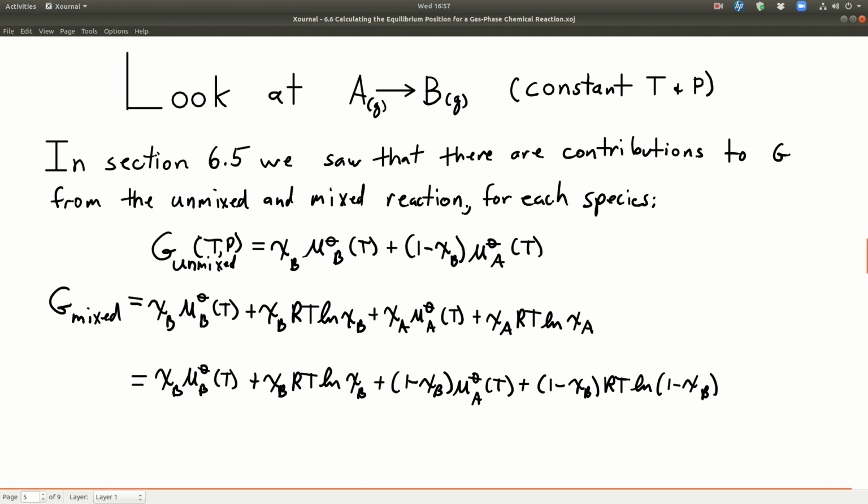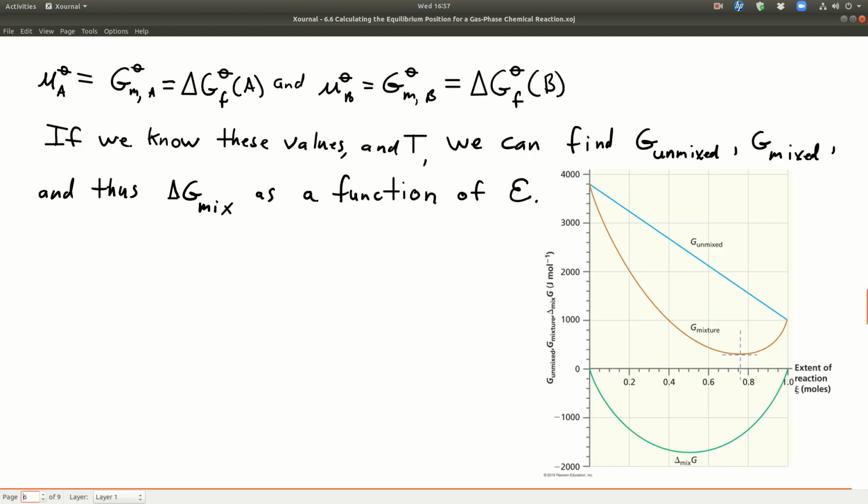We had the RT ln and mole fraction terms thrown in. Same thing, mole fraction of A we write as 1 minus the mole fraction of B. So thinking about that, if we know the chemical potentials and the temperature, then we can use that equation to find the G of the mixed, G of the unmixed, and that means delta G of the mixture, which is a function of the extent of reaction.